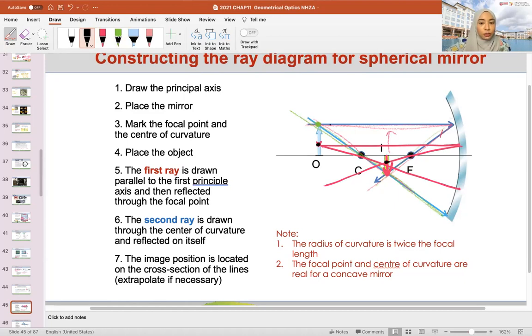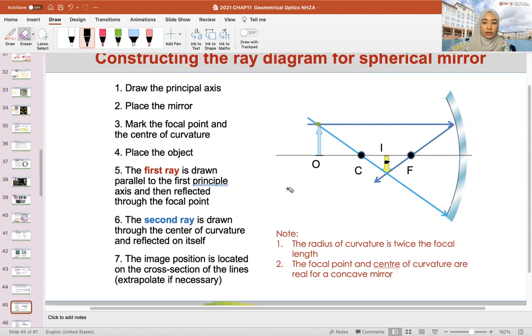So it is very important that you start your ray at the top so that your life is easy. Start from the top, you would get the intersection for the top of the object. Okay? I hope that is clear for everyone. Start from the top, okay? So draw the principal axis, place the mirror, mark the focal point and center of curvature. Place the object here. The first ray is drawn parallel to the principal axis, goes through the F. The second ray is drawn through the C and back onto itself. Where does it intersect? Over here.